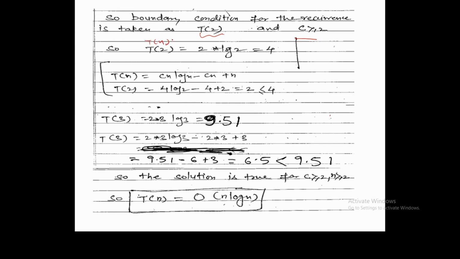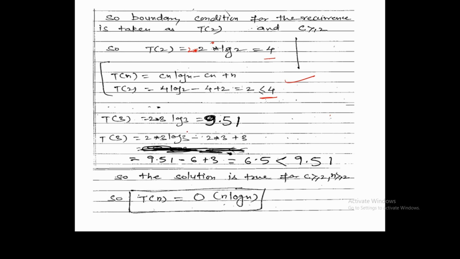T(n) equals c n log 2. So it will be 2 into 2 multiplied by log 2. The log 2 will be 1, so it will be 4. For n equal 2 and c equal 2, we get 4, and we find the value for this: 4 log 2 minus 4 plus 2, that will be 2, and it is less than 4. So for 2 it is proved.